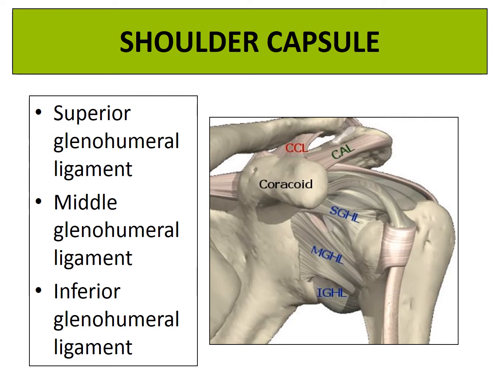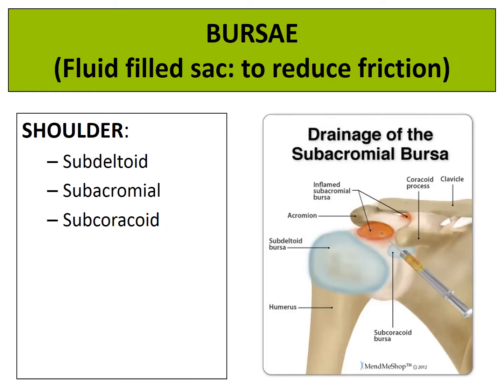This slide shows you the reinforcement of the shoulder capsule, and you see the ligaments, the superior, middle, and inferior glenohumeral ligaments. Bursae within the shoulder joint are fluid-filled sacs, which are there to reduce friction during movement. You see 3 bursae listed in the picture: the subdeltoid, subacromial, and subcoracoid. And in the picture you can see that the subacromial bursa is inflamed, probably due to shoulder impingement, or maybe part of the cause of the shoulder impingement and the pain that the patient is having.